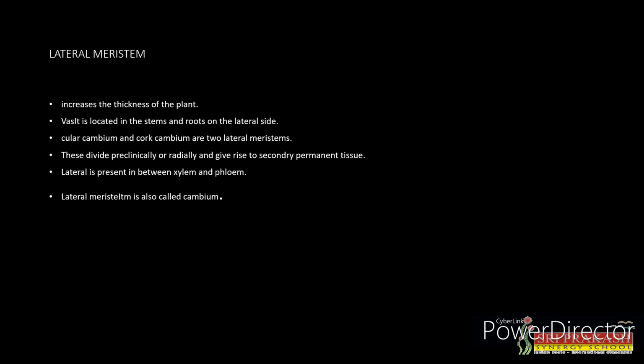Lateral meristem, the last one, increases the thickness of the plant. It is located in the stems and roots on the lateral side. Cork cambium and vascular cambium are two lateral meristems. These divide periclinally or radially and give rise to secondary permanent tissue. Lateral meristem is present between xylem and phloem. Lateral meristem is also located in cambium.